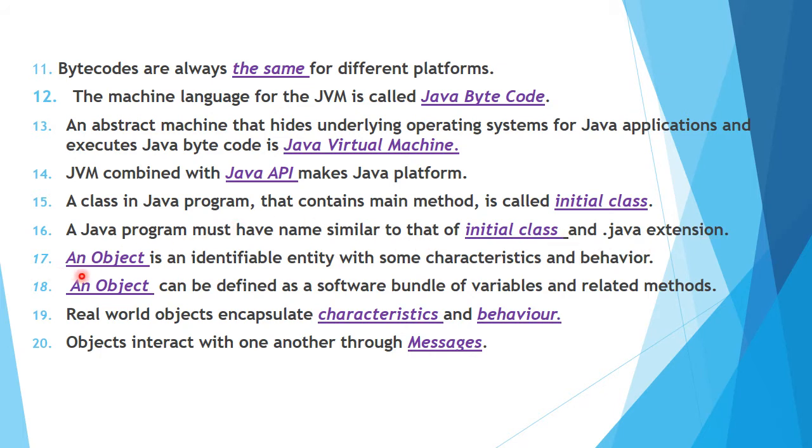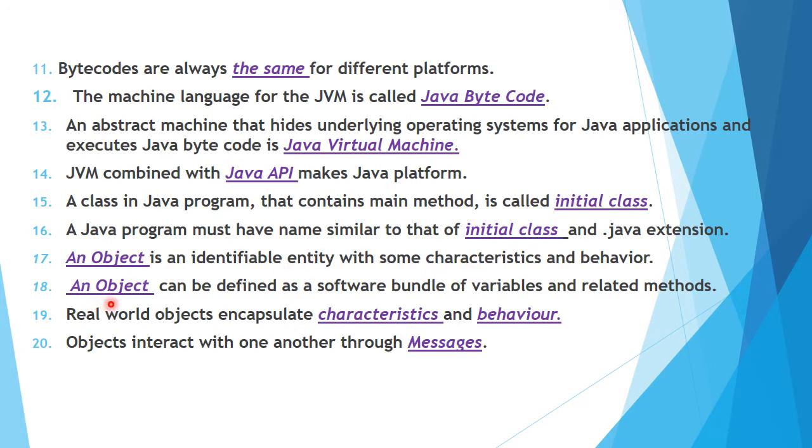Next, and dash is an identifiable entity with some characteristics and behavior. Which is the identifiable entity? Yes, that is the object. Each and every object, it is the identifiable entity, and each object has its own characteristics and behavior.